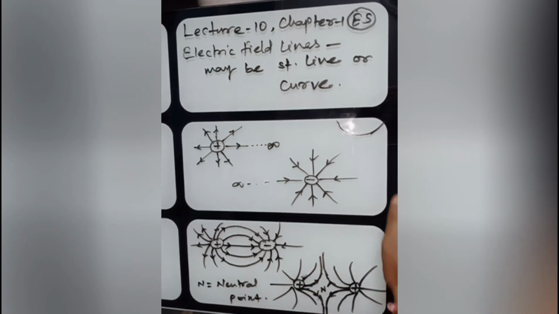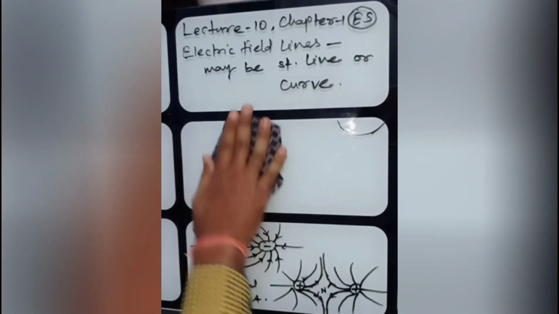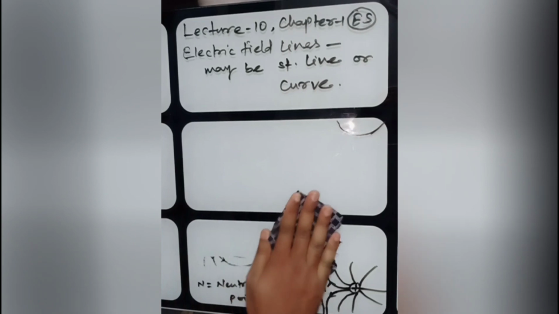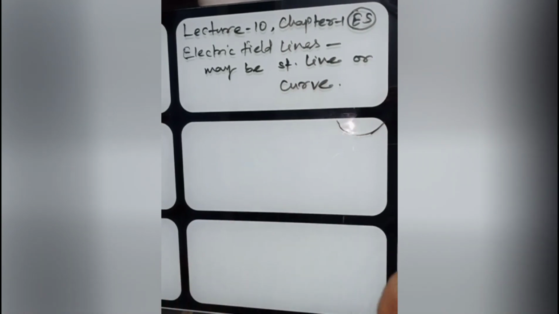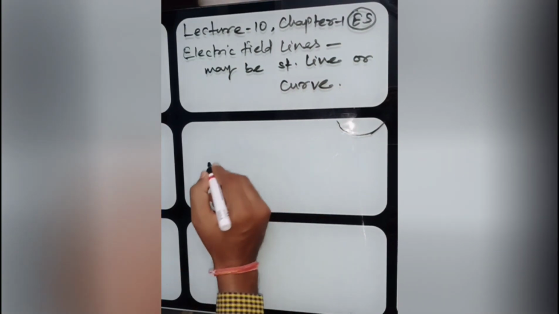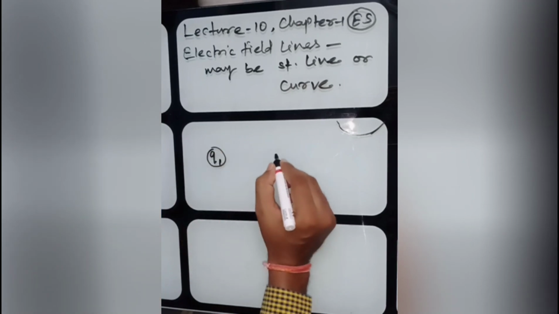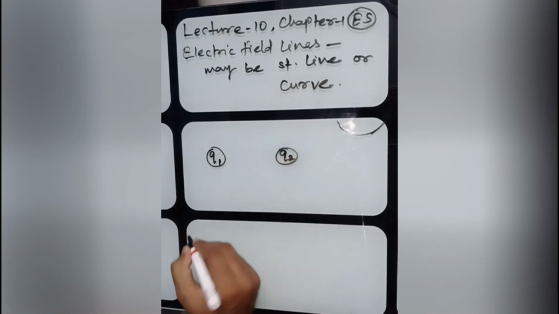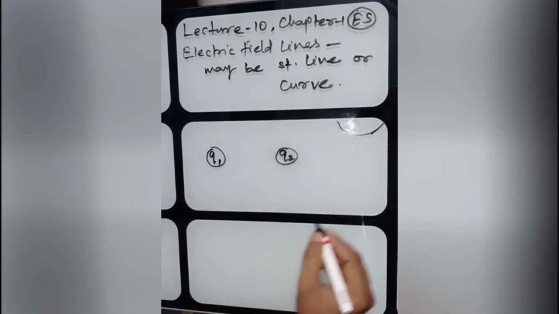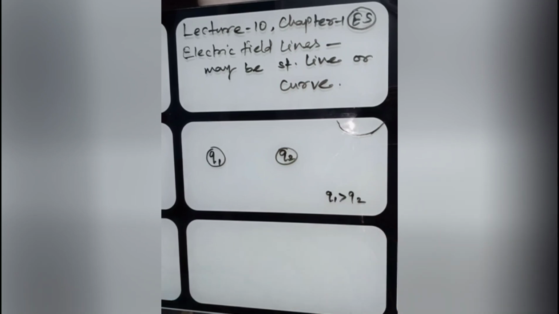What will happen if we use two charges of different magnitude and the same nature? Suppose this is Q1 and this is Q2. Both are positive. Here Q1 and Q2 are positive. The condition we are taking is that Q1 is greater than Q2.